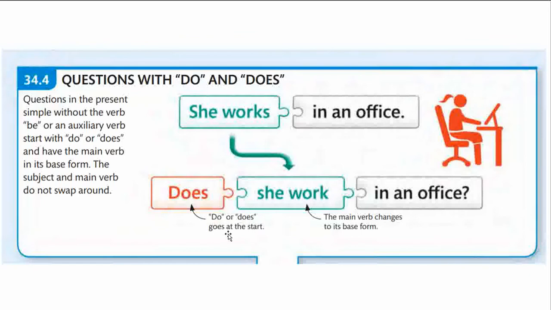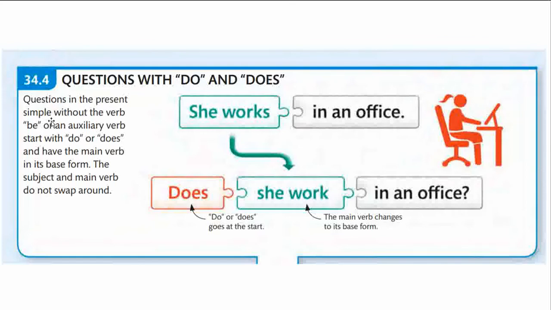Do or does goes at the start. The main verb changes to its base form. Now there's only one change, that is when the question is formed, the verb is in the base form, the s is taken away. So there are two pointers over here. One is that the verb changes to its base form, and do or does is brought depending on the subject that you have. Now let us read the rule and understand.